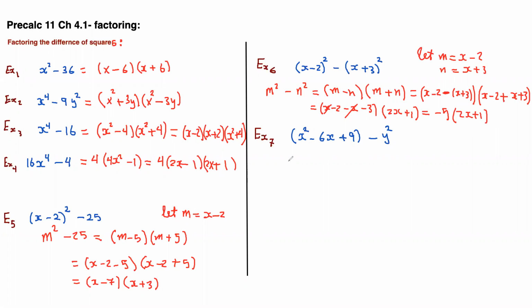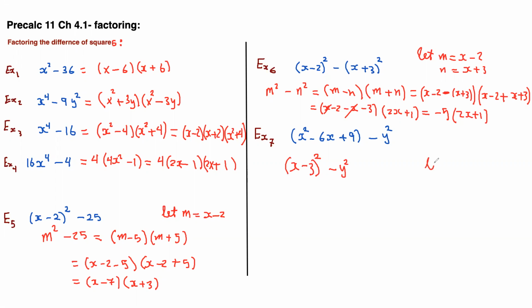Now here you have a trinomial. If you factor this trinomial, it gives you x minus 3 times x minus 3, because the two numbers that multiply to give you 9 and add to give you negative 6 are negative 3 and negative 3. So instead of writing x minus 3 twice, just write x minus 3 squared and then minus y squared. Then this becomes exactly like the previous question.